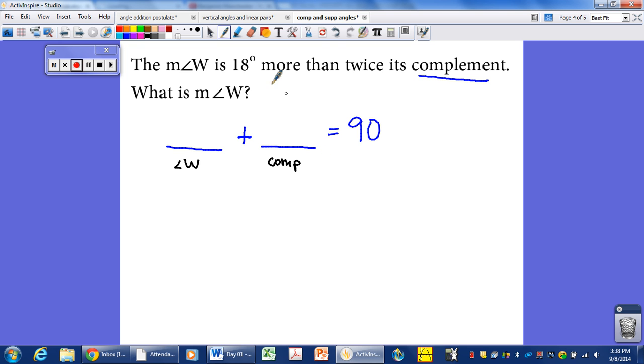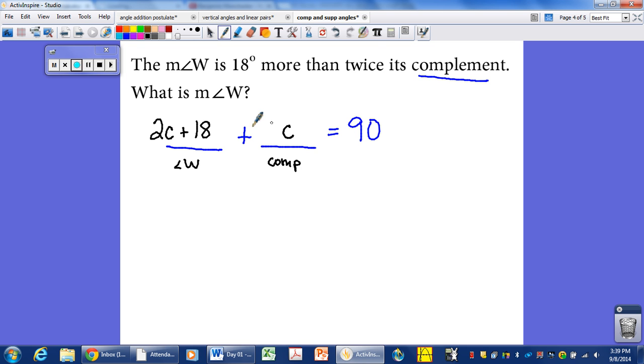So we have two angles. One of them is the given angle, angle W. The other one is the complement of angle W. So the equation says 18 degrees more than twice its complement. So if we had 2 complements plus 18, more than is addition. So 2c plus 18 is the equation for angle W, and the complement must just be the single variable, c.